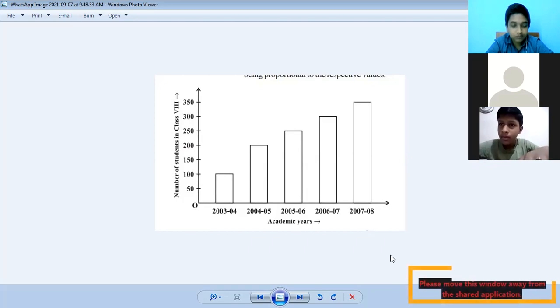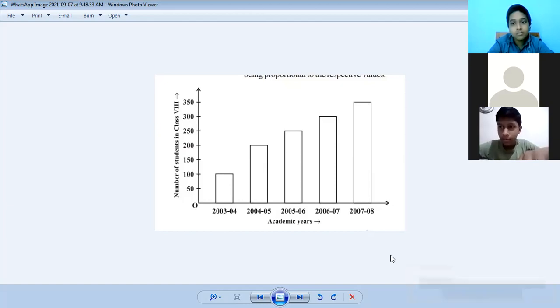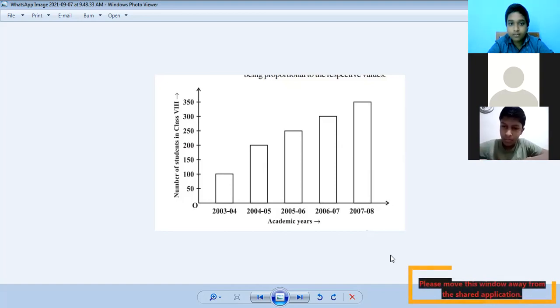Here, horizontally, academic years are given, and vertically, the number of students in class 8 is given. Then what is the data? Here, the number of students in class 8 in each academic year. This is the data given for us in this graph. So next question, in which year is the increase in the number of students maximum?